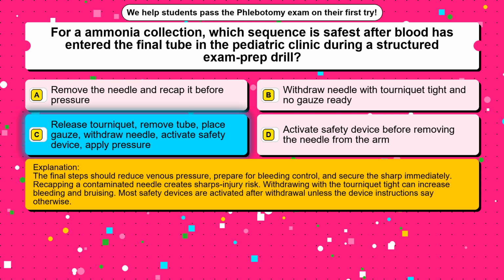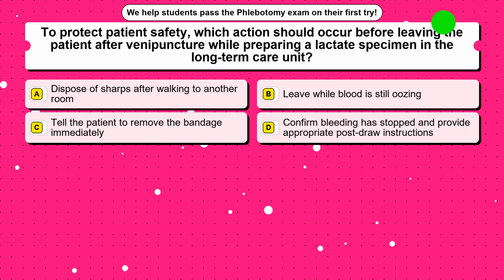Question 80. To protect patient safety, which action should occur before leaving the patient after venipuncture while preparing a lactate specimen in the long-term care unit? Option A. Dispose of sharps after walking to another room. Option B. Leave while blood is still oozing. Option C. Tell the patient to remove the bandage immediately. Option D. Confirm bleeding has stopped and provide appropriate post-draw instructions.